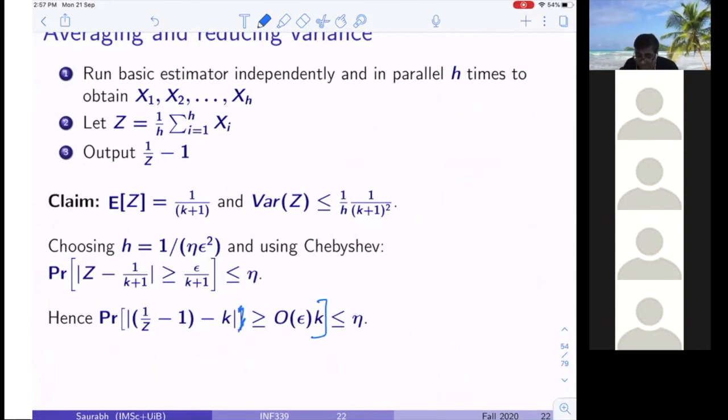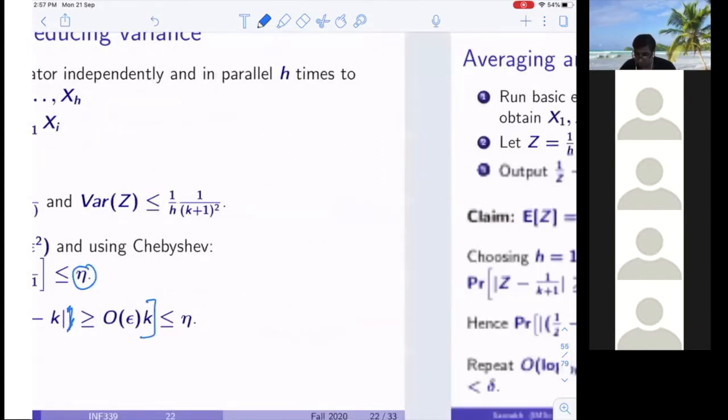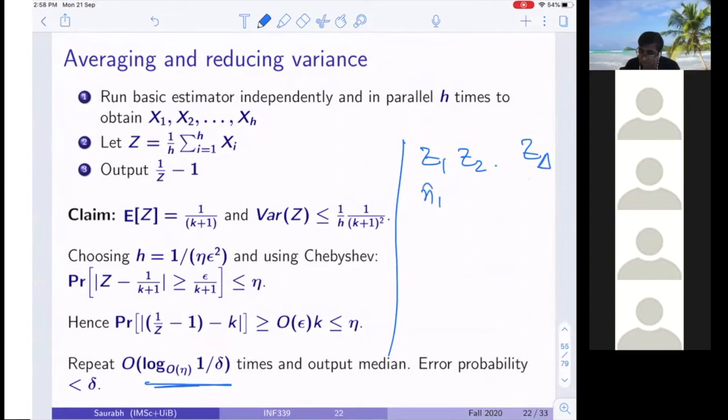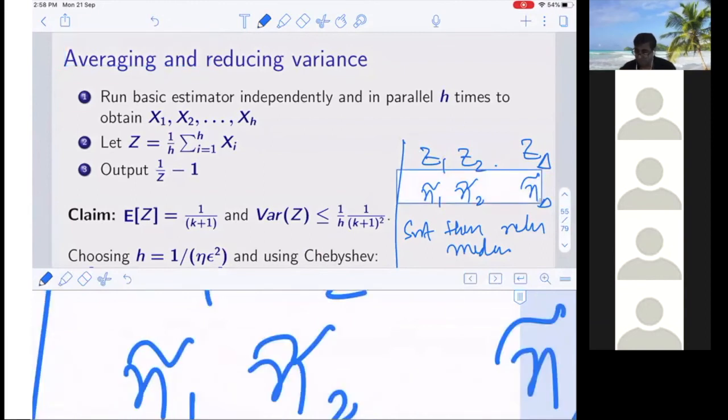Now, as I told you, this eta is in your hand, so you do not want the dependence on eta to be linear. So now we can apply our median trick. You basically repeat order log 1 over delta times and output the median. So what we generally do is take independent estimators z1, z2, up to z order log 1 over delta, compute the numbers n1 tilde, n2 tilde, up to n tilde of order log 1 over delta, sort them, and return the median.